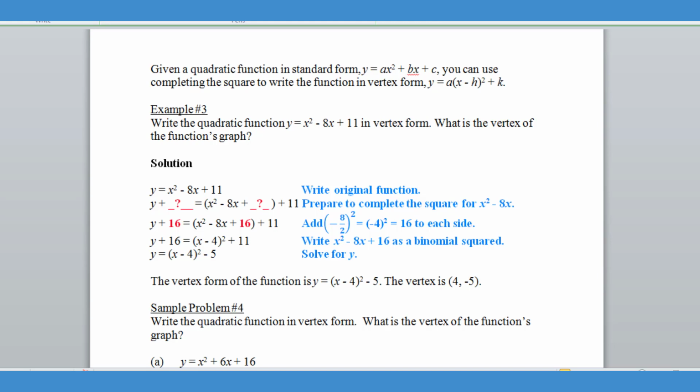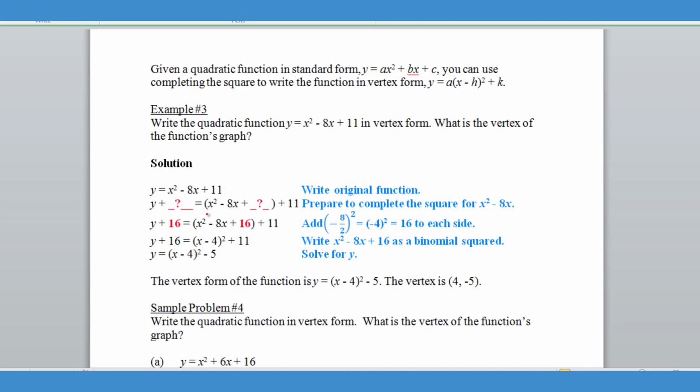So if we look at example 3, y equals x squared minus 8x plus 11, we can't factor that. We're going to use the completing the square process. So you can see here that in the second step, we're going to group x squared minus 8x by itself and shove the 11 to the side.